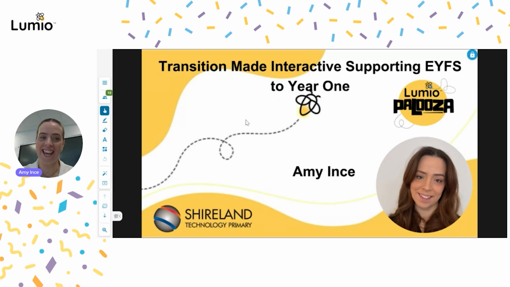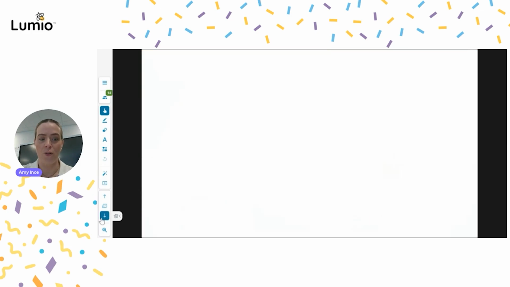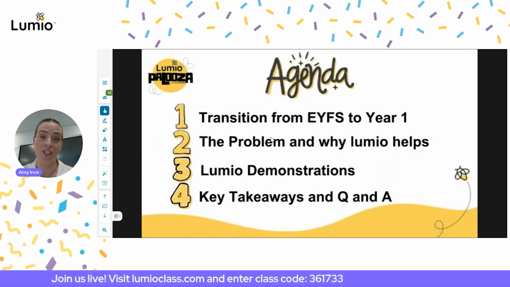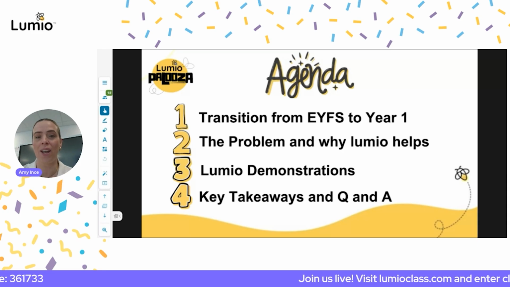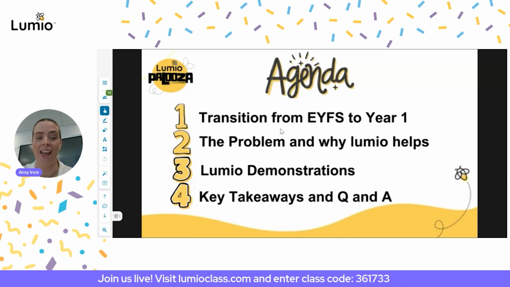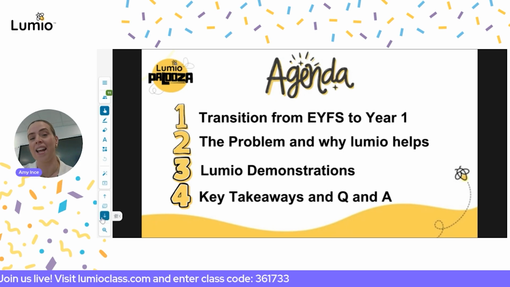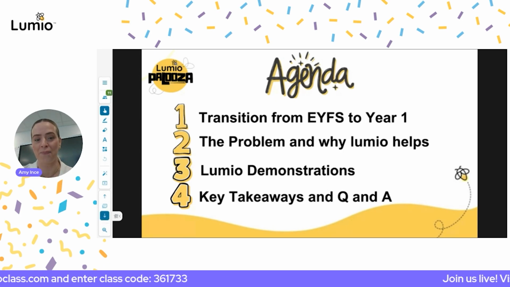So as you can see, today I'm going to be having a chat with you all about how to use Lumio to support the transition between the early years foundation stage and year 1. We will be looking at what the transition looks like, the problem and why Lumio can support it. Then I'm going to go through some demonstrations, some practical things that I use within my class. And then we can have a chat at the end and go through any questions that you might have.